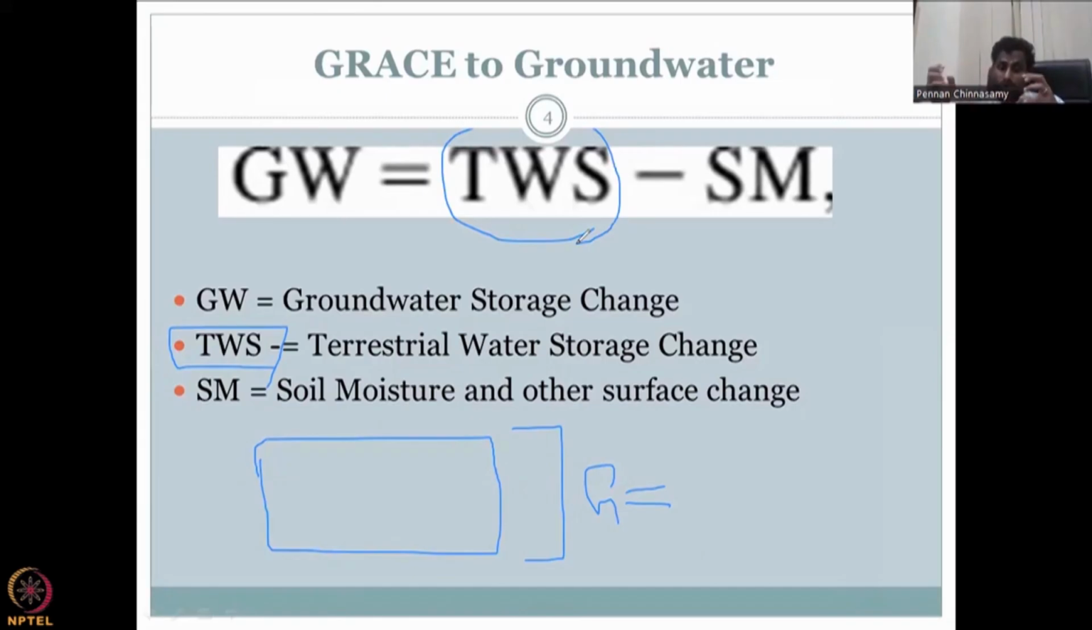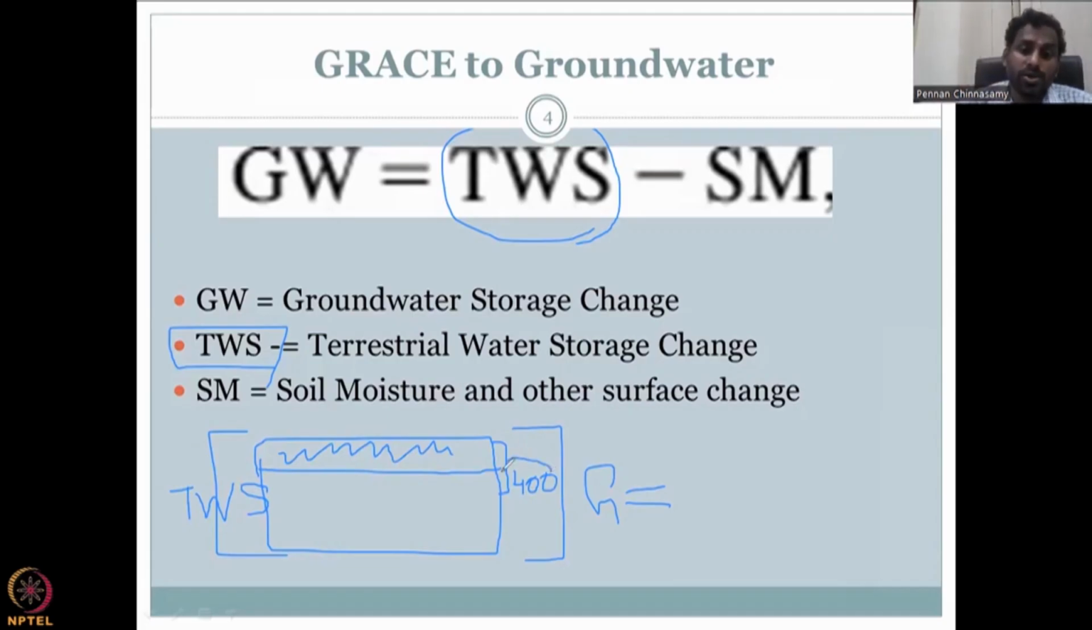Now to get groundwater out, I'm going to say what is TWS. So this whole change is TWS. Okay, so this data is TWS. Now we know that soil moisture goes maybe 0 to 400 centimeters. So for 400 centimeters we have soil moisture data. Below that it is shallow aquifer and deep aquifers. So now what happens is I will subtract the soil moisture change, not the exact soil moisture.